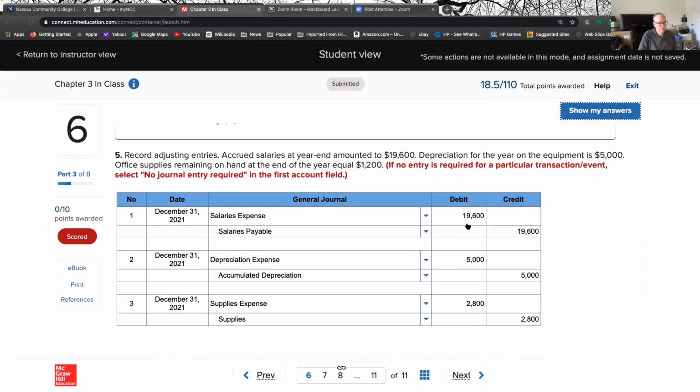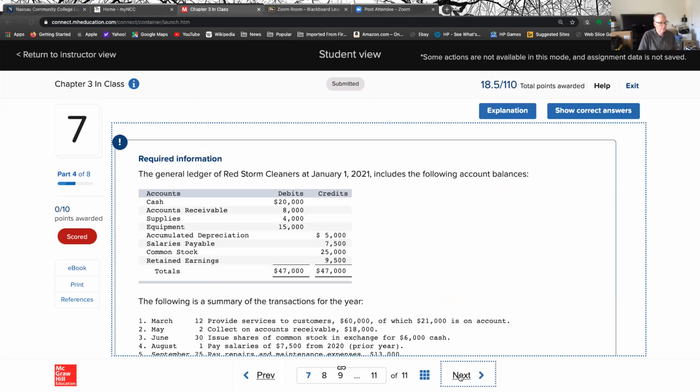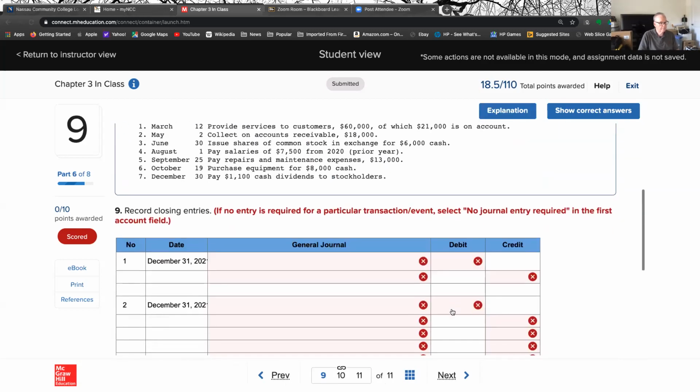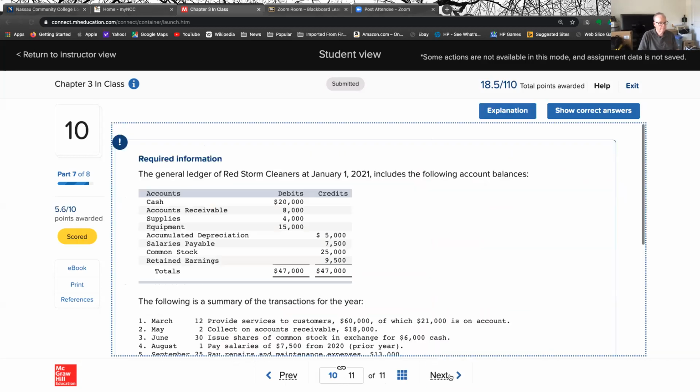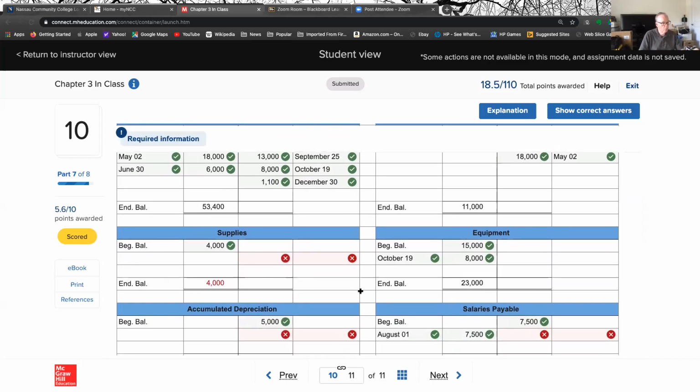Debit salaries expense, credit salaries payable. Debit depreciation expense, credit accumulated depreciation. Debit supplies expense, credit supplies. Right. Now we should be able to go to the accounts again. Okay, and notice where the red marks are. This is where the adjusting entry should have been. Right, so remember we had 3 adjusting entries.